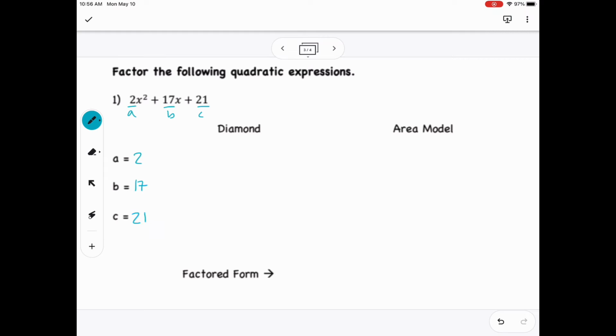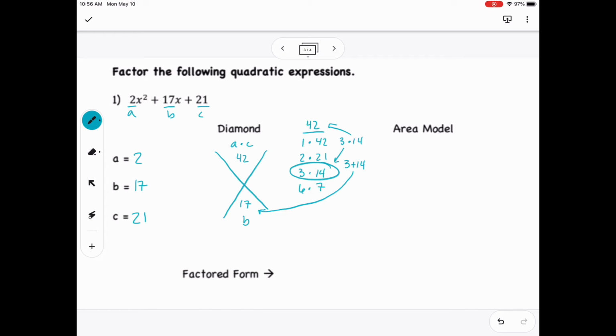Okay, so number 1, I want to identify the a, b, and c. So a is 2, b is 17, c is 21. Then a times c is 42, so that's how I get that top number in the diamond. And then the 17 is the b value that we've already stated. Now looking at factors of 42, it looks like 3 and 14 add up to be 17. Those will be my 2 numbers, because they multiply to get 42 but add to get 17. So I write those in the diamond.